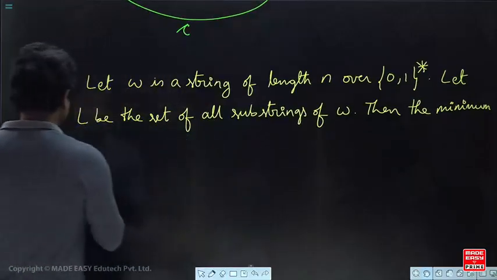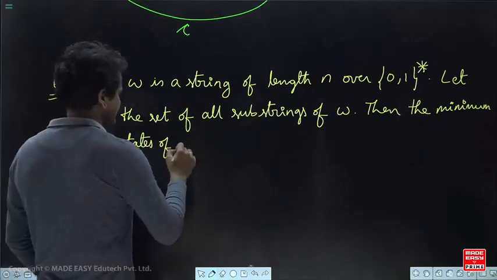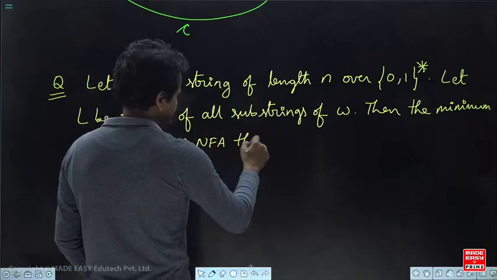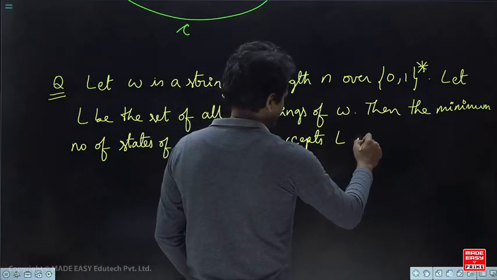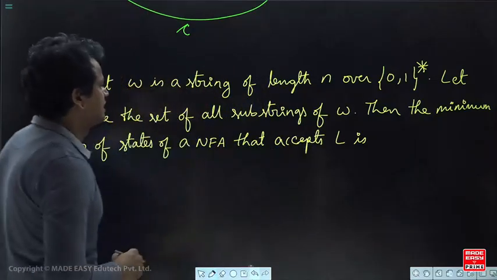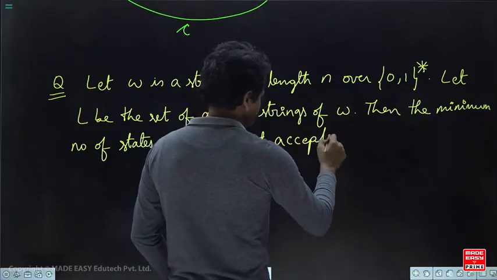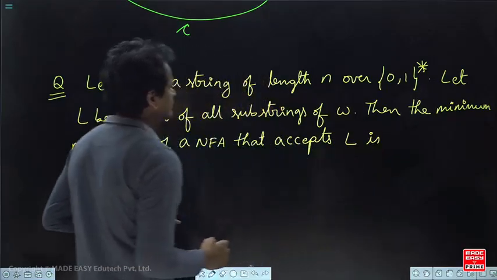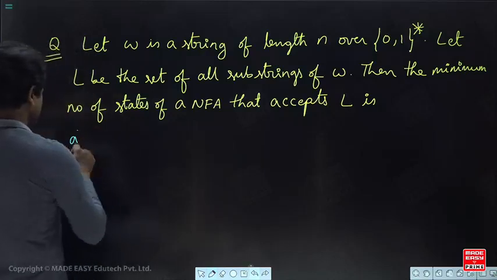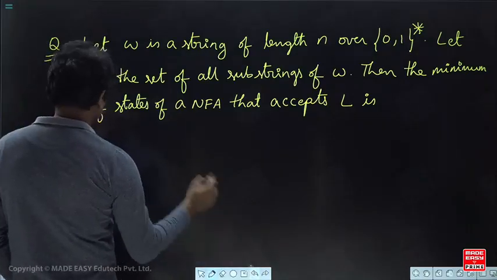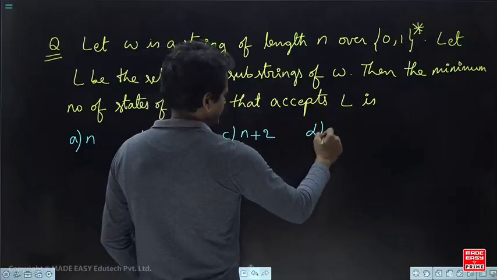Then the minimum number of states of an NFA that accepts L is: A. n, B. n plus 1, C. n plus 2, D. none.